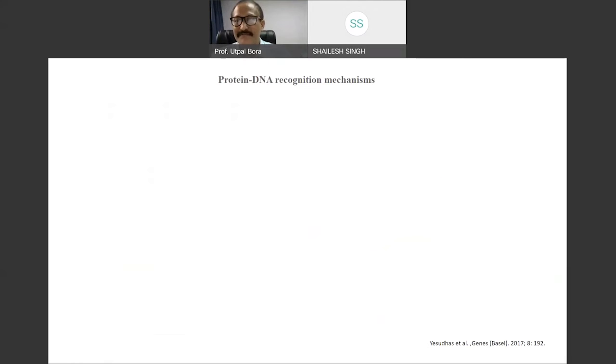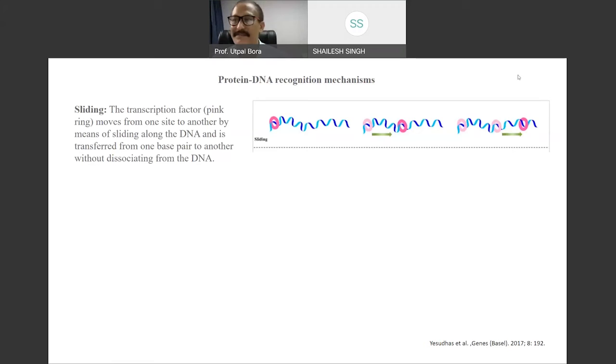Now, we have seen how these OB folds, or the DNA binding domains, are helpful, and how the complexation takes place, how one player after the other is recruited, in one case study I took about double-strand breakage by homologous recombination. Now, let us move to the next point, protein-DNA recognition mechanisms. How does a protein recognize DNA, either the sequence or the shape? There are various mechanisms.